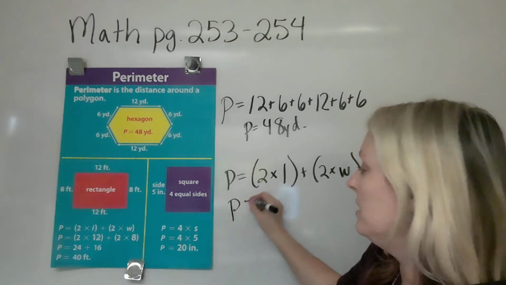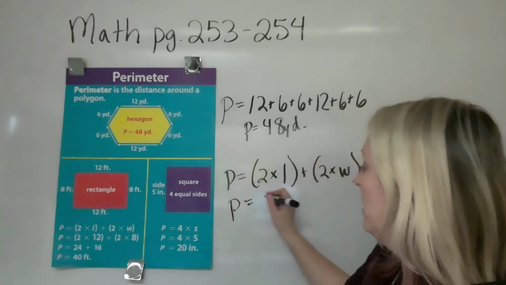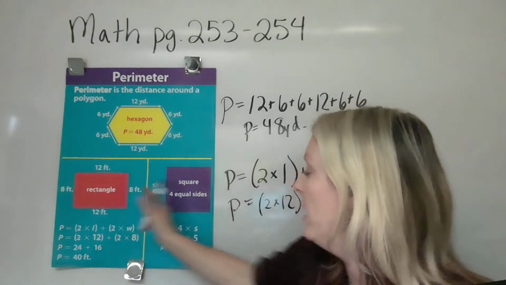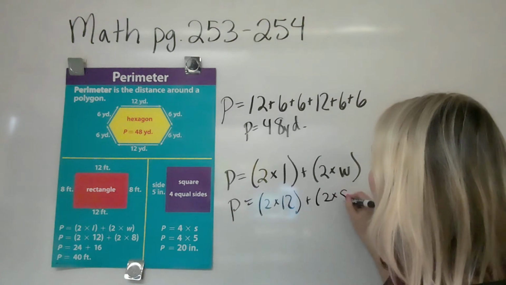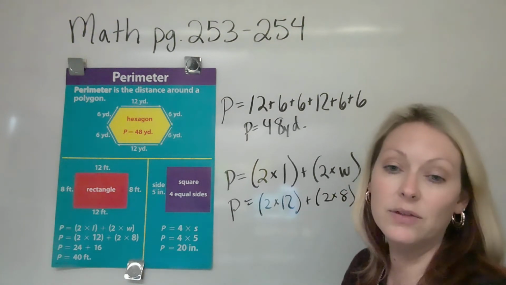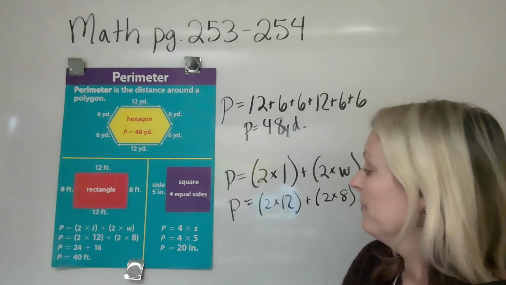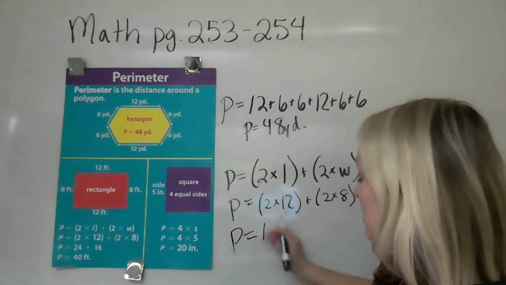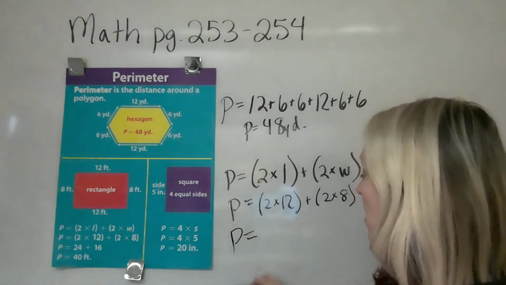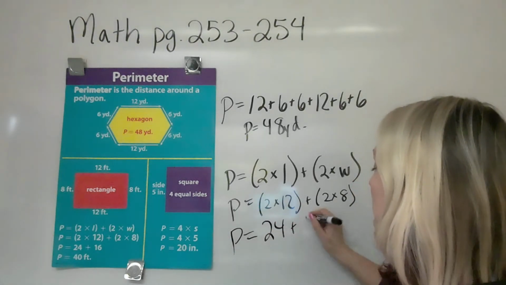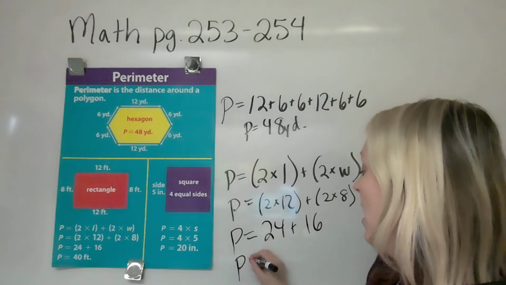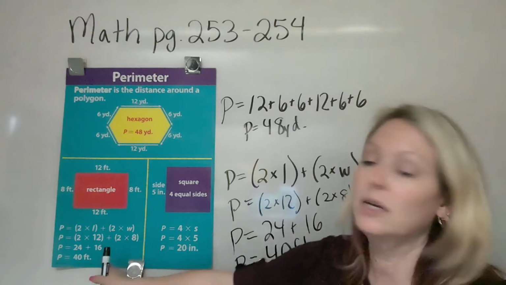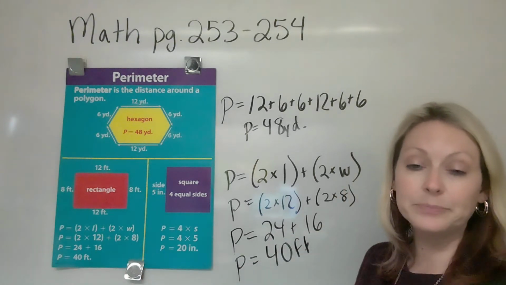So we have P equals, here we have our length, 2 times 12, plus our width, 2 times 8, which is shown here. And then we would have P equals 2 times 12 is 24, plus 2 times 8 is 16. And when we add 24 plus 16, we get 40 feet, just like we did right here, okay?